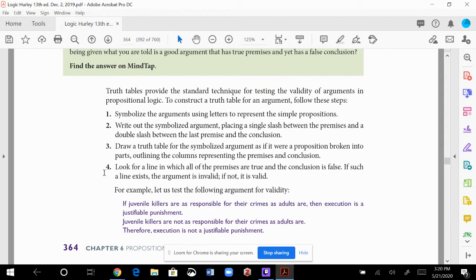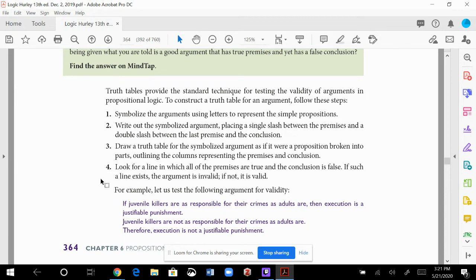First, symbolize the arguments using letters to represent the simple propositions. We did a lot of that in the previous section, so that's review. 2, write out the symbolized argument, placing a single slash between the premises and a double slash between the last premise and the conclusion. 3, draw a truth table for the symbolized argument as if it were a proposition broken into parts, outlining the columns representing the premises and conclusion. And 4, look for a line in which all the premises are true and the conclusion is false. If such a line exists, the argument is invalid. If not, it's valid.